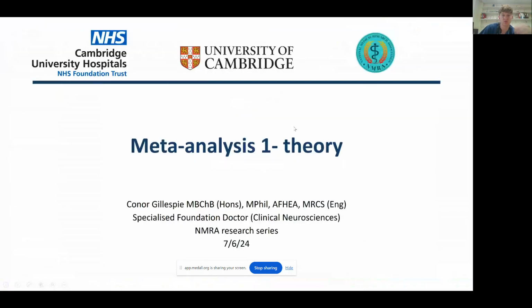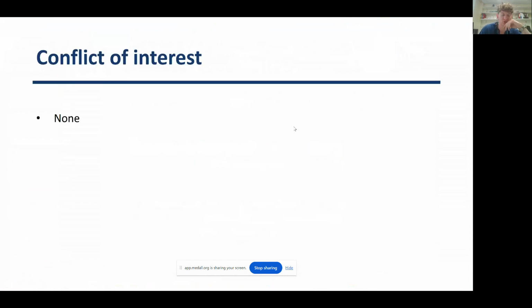All right, so welcome to Meta-Analysis 1 Theory. So we'll do 2 talks. We'll do 1 talk this week on the theory and then the next week on the practical examples. So I'll basically be taking you through an example. This is just all the building blocks you need to get there.